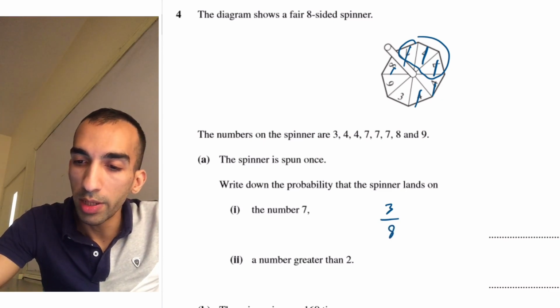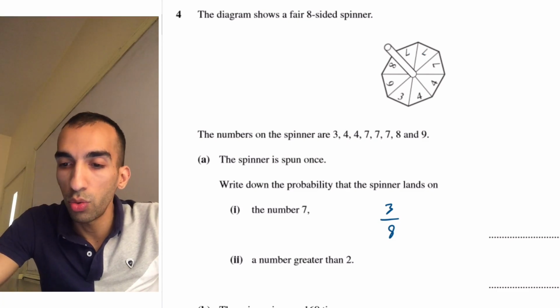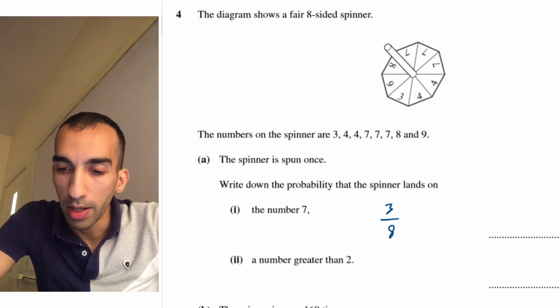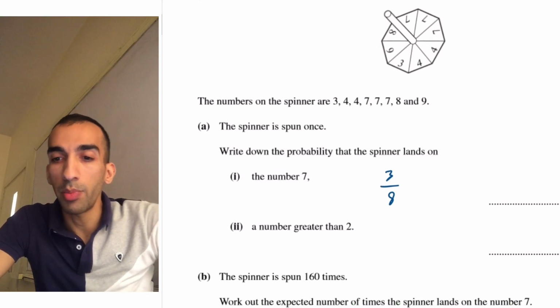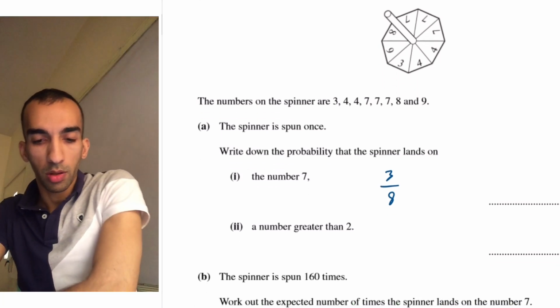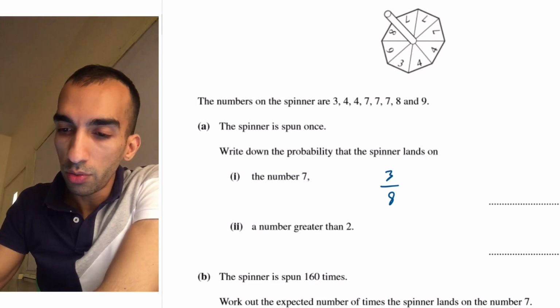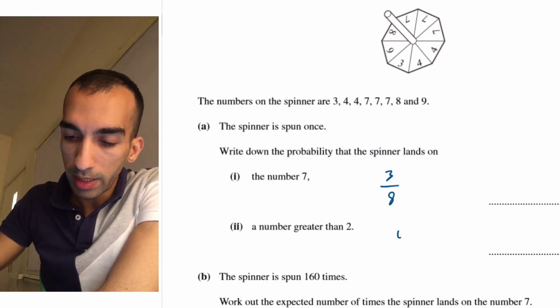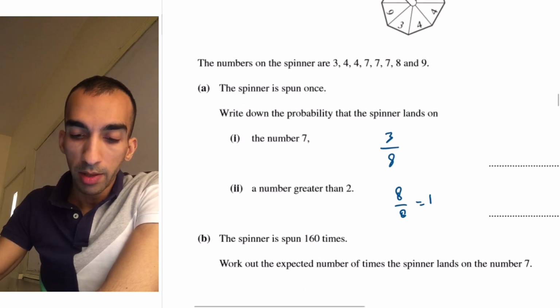A number greater than 2. What are the chances that you will get a number greater than 2 once you randomly spin it? I don't think there's any number less than 2. Every number out there is greater than 2. So that's going to be 8 by 8, which equals 1.